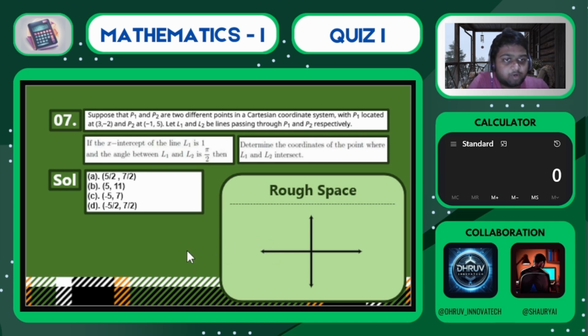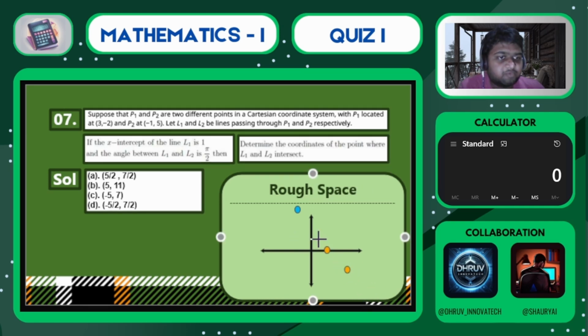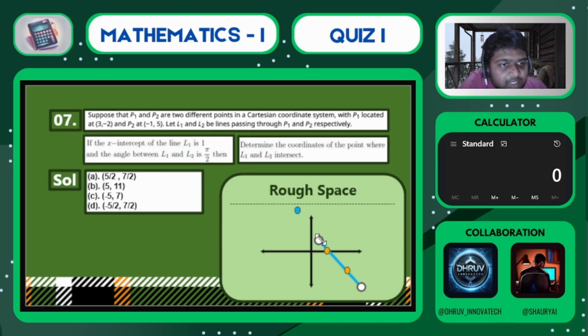We have to find the point where L1 and L2 intersect. So let's first plot the points. We have plotted the points. This is the point P2, which is minus 1 comma 5, this is the point 1 comma 0, and this is the point 3 comma minus 2. We can draw a line passing through these points. This is the line L1 passing through the given points.